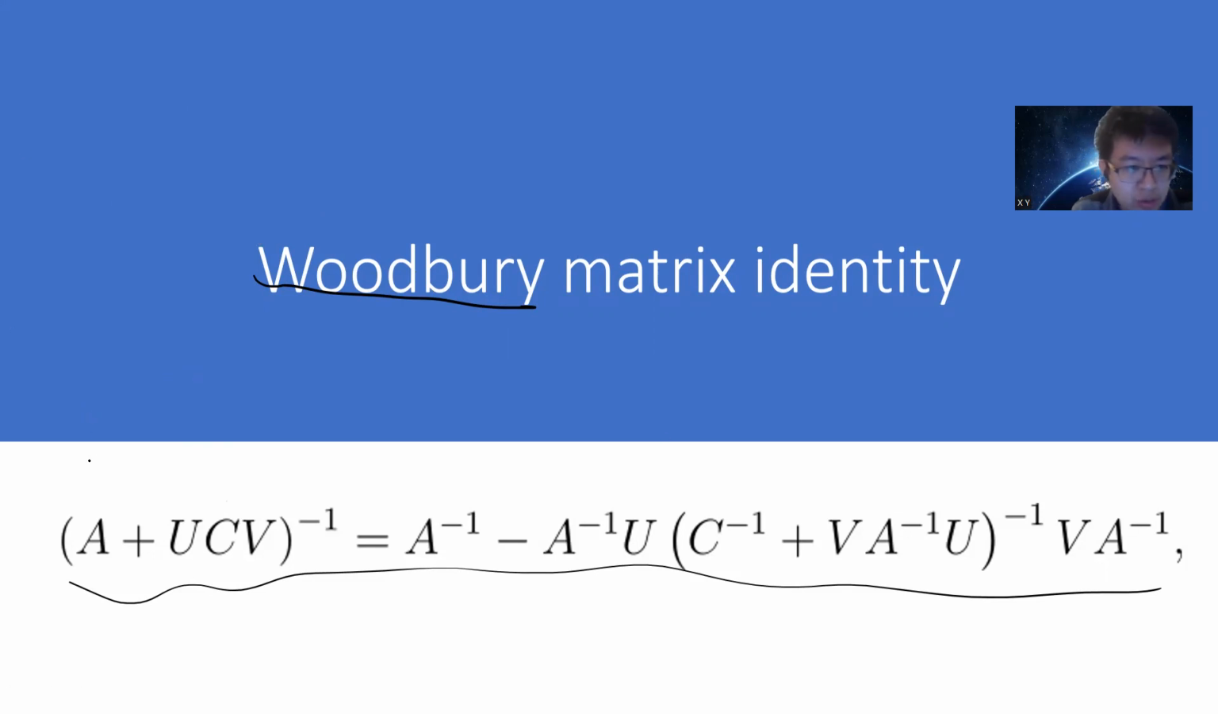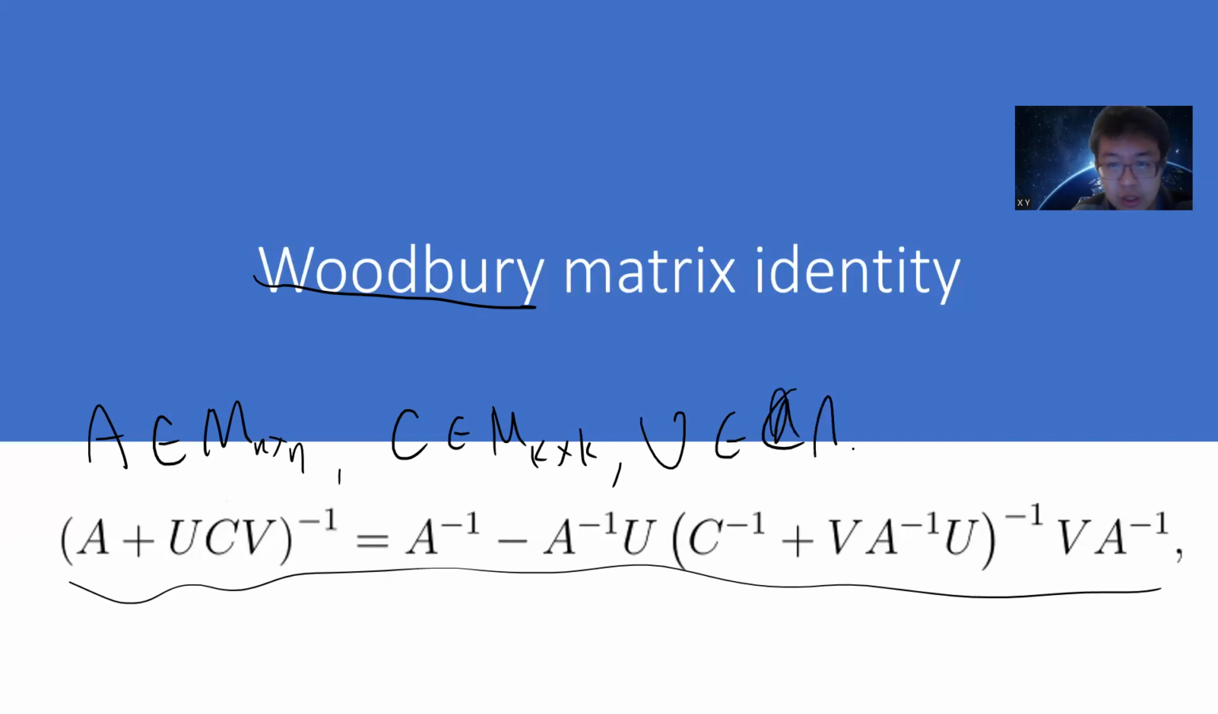Also, let's set up the notation. A will be an n by n matrix, and C is a k by k matrix. Then U is an n by k matrix, and V is a k by n matrix. Okay, so our goal is to prove this identity in this video.